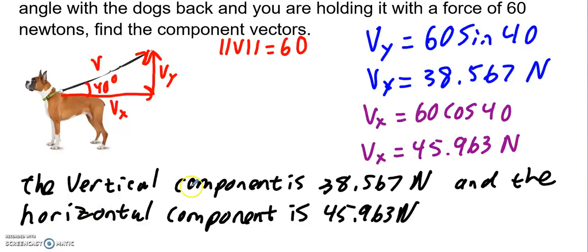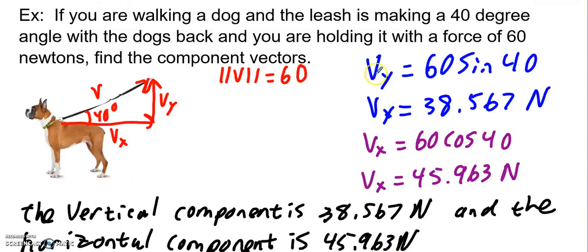All right, so we end up with the vertical component is 38.567 newtons and the horizontal component is 45.963 newtons. How do we come up with that? Simple right triangle trig. V sub y is 60 sine of 40, so V sub y is 38.567 newtons. V sub x is 60 cosine 40, so V sub x is 45.963 newtons.